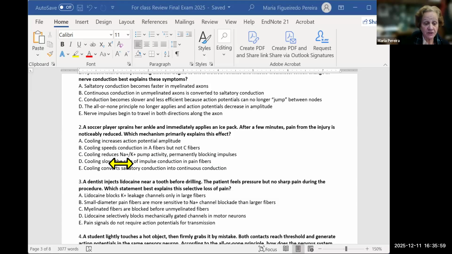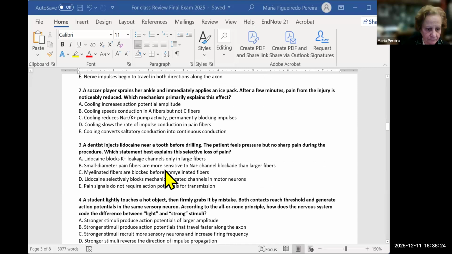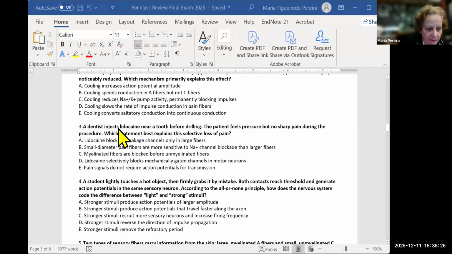Remember, the speed of impulse conduction depends on temperature, on the diameter of the fiber, the axon, and also on myelination. So these three factors, right? Temperature slows down the conduction. So D is correct. Okay, we come back to lidocaine.